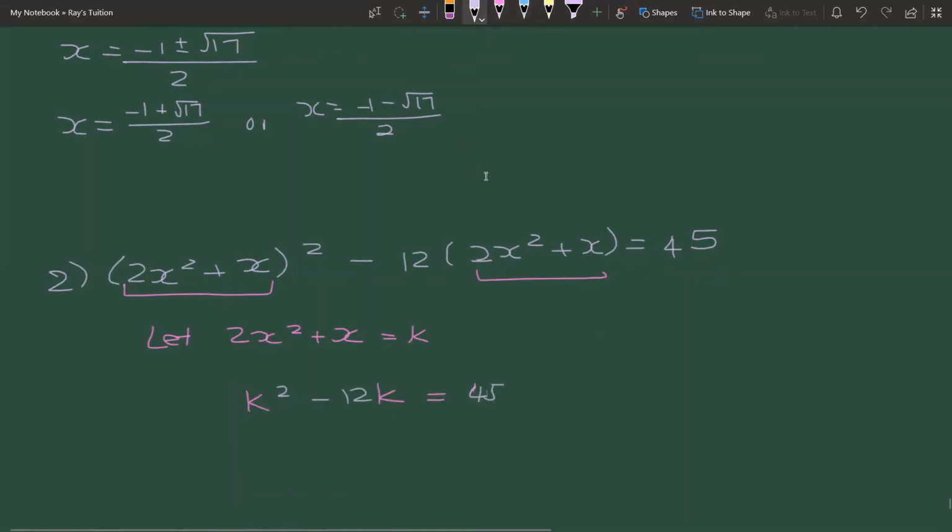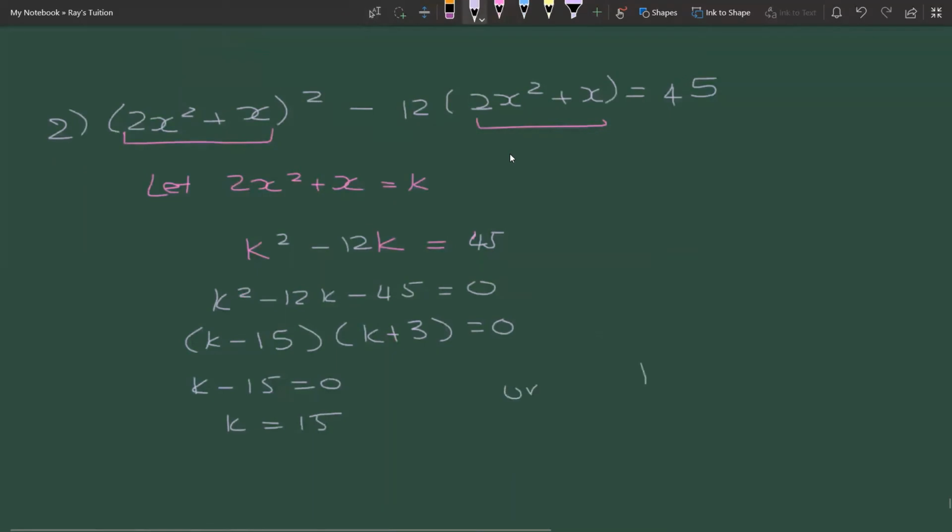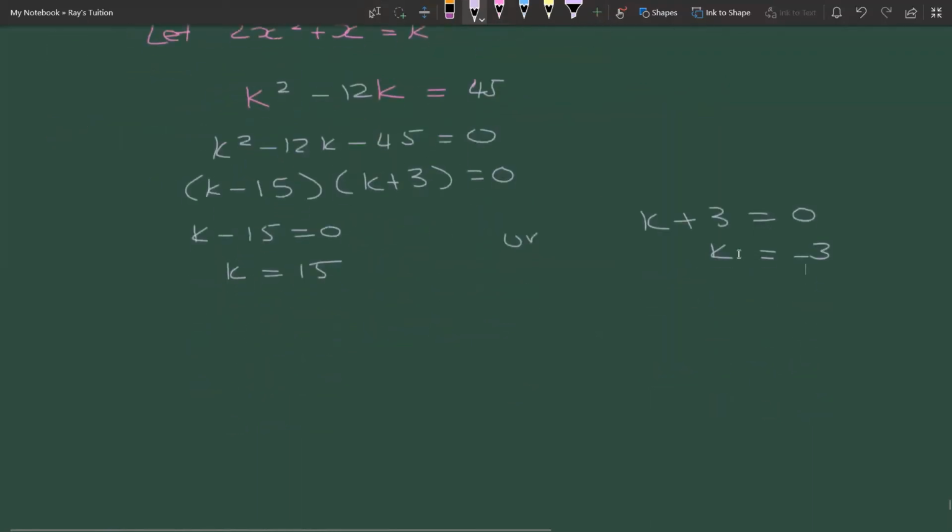Okay, and again, this is a quadratic equation, so we can solve it by taking everything to one side and then factorizing. So we're looking for the factors of 45 that give us minus 12. So we have (k − 15)(k + 3). That's how we're going to get minus 12, which means k − 15 = 0, so k = 15, or k + 3 = 0, which means k = −3.